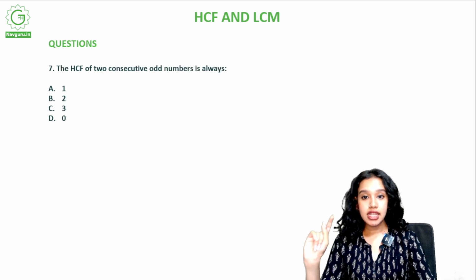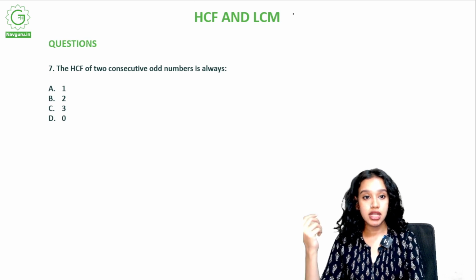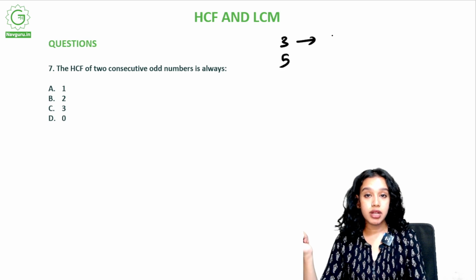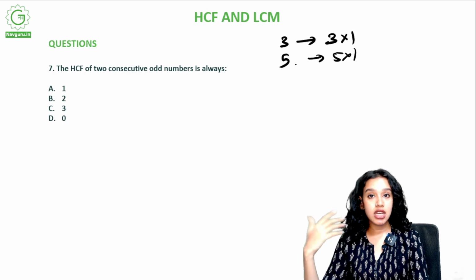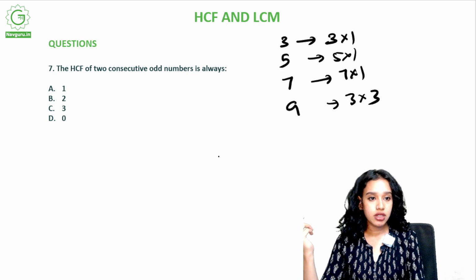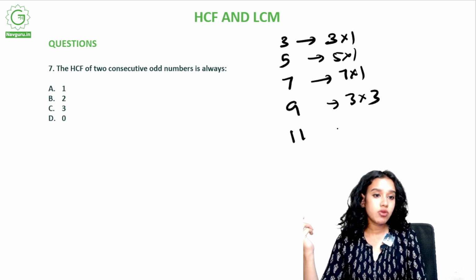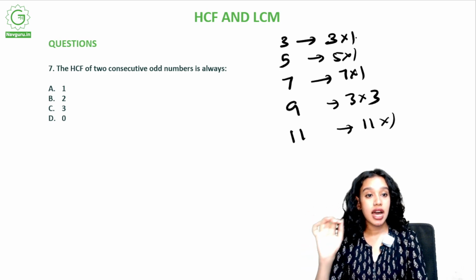Now the HCF of two consecutive odd numbers is. So what are two consecutive odd numbers? Let's say we have 3 and 5. These are two consecutive odd numbers. So the multiples of 3 would be 3 into 1 and 5 would be 5 into 1. Let's take the other odd numbers. Let's talk about 7. It's 7 into 1. 9 is 3 into 3. Again, 11 would be 11 into 1. So the only common factor or the highest common factor of two consecutive odd numbers is always 1.